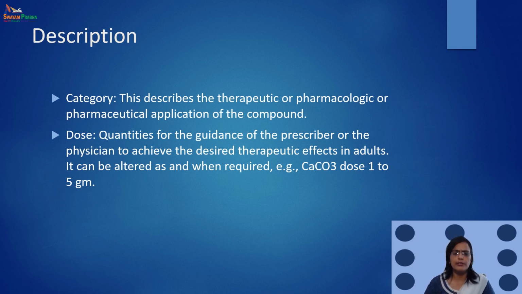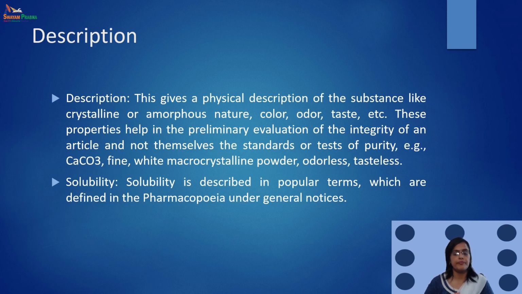The dose can be altered as and when required, in the coming editions, based on research and its conclusions. Then description: it gives a physical description of the substance, like crystalline or amorphous form, color, odor, taste. These properties help in the preliminary evaluation of the integrity of an article, and help researchers and pharmacy persons to have a preliminary idea of its physical properties.